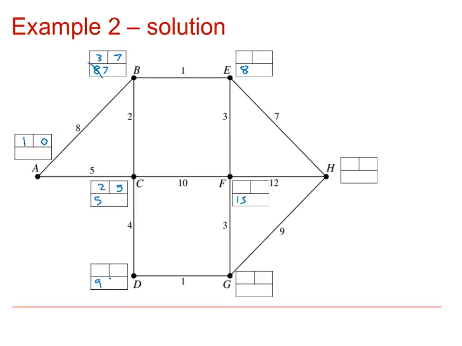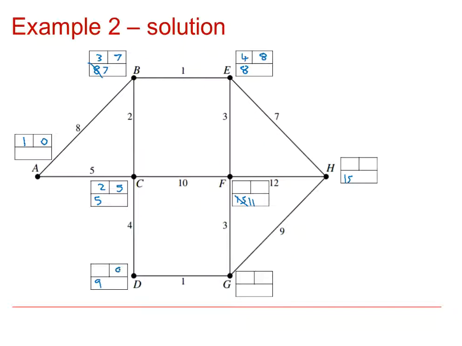You look at all the temporary labels, and the smallest one out of all the temporary labels is 8. So I now know the most efficient way of getting to E is 8 units. It's my 4th permanent label, and you now imagine travelling from E. I could go E to H, which would be 8 add 7. I could go E to F, which would be 8 add 3, so that's 11, which is an improvement on 15. I look at all the temporary labels. We've got a 9, an 11 and a 15. 9's the smallest, so it becomes permanent.